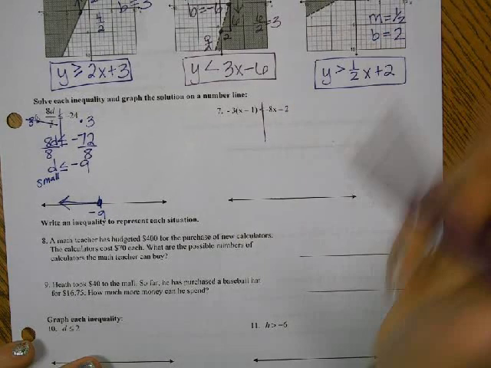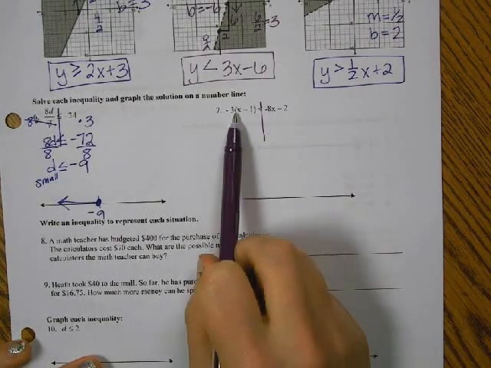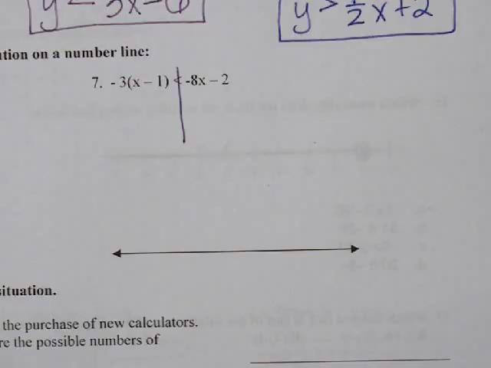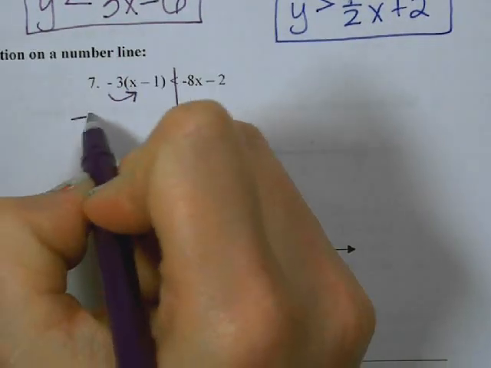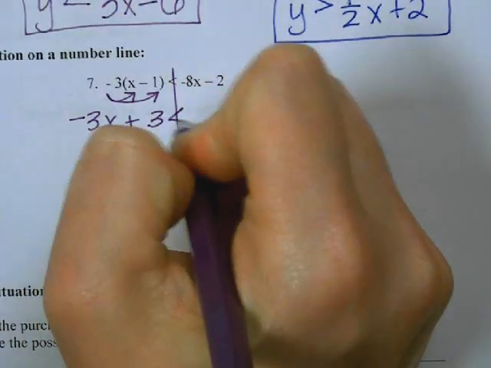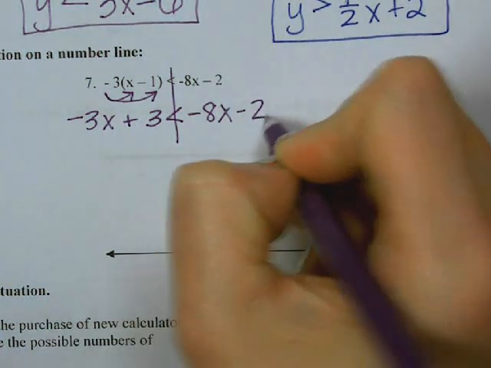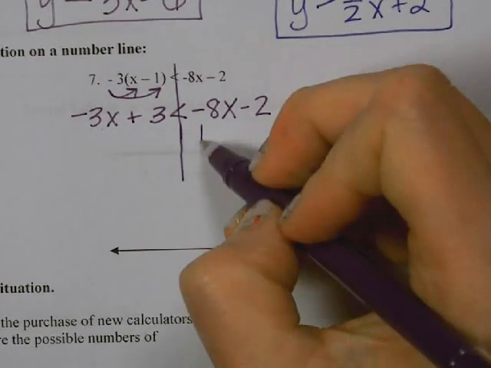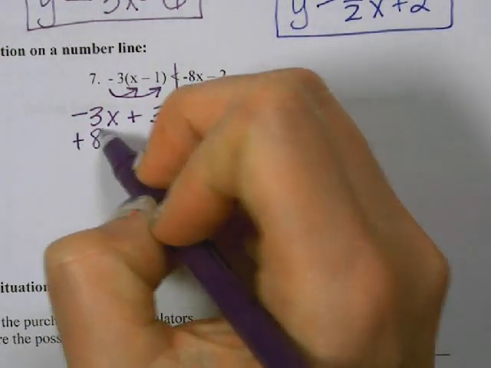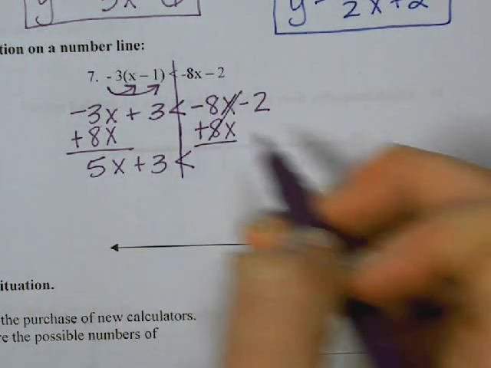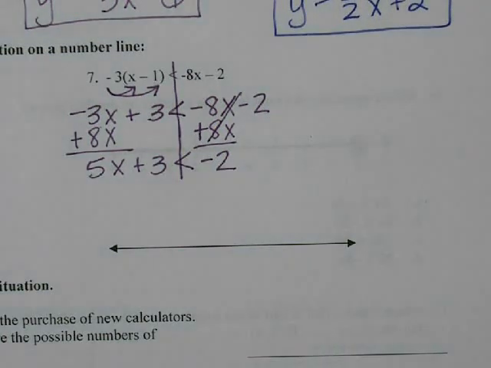Number 7 is a little more complicated because we have variables on both sides, and also because we have parentheses. So you're going to distribute first. That's negative 3 times x, which is negative 3x, and negative 3 times negative 1, which is positive 3. Still keep that symbol in there. Copy the rest of it down. Now we have to find Texas. Negative 3 is bigger than negative 8, so I'm going to move everything into Texas. That means 8x has to come into Texas. So this is 5x plus 3 is less than. This side cancels out, so the negative 2 is the only thing that remains.